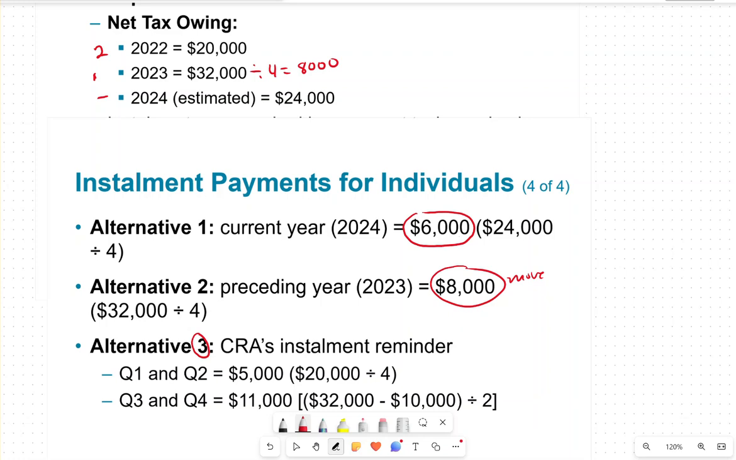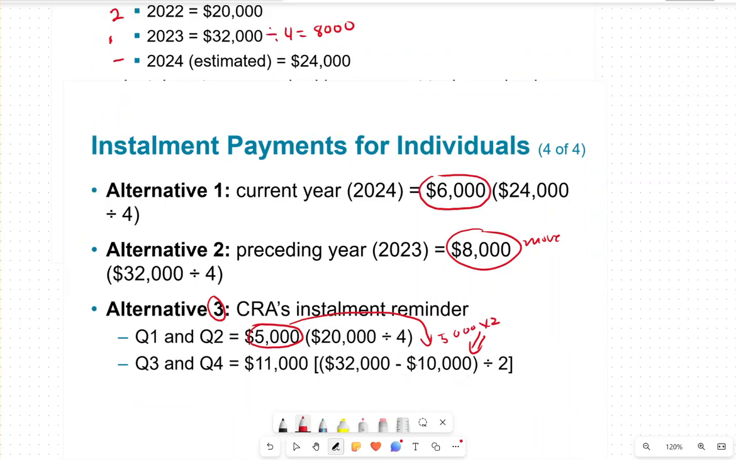What they say is that when you do that, your second preceding year divided by 4, your first 2 payments will be 5,000 each. So you already made 2 payments. How did we get it? 5,000 times the 2, which is your $10,000. If in the 23 we owed $32,000, so then we go to my first preceding year, 32 minus the 10, you're left with 22.